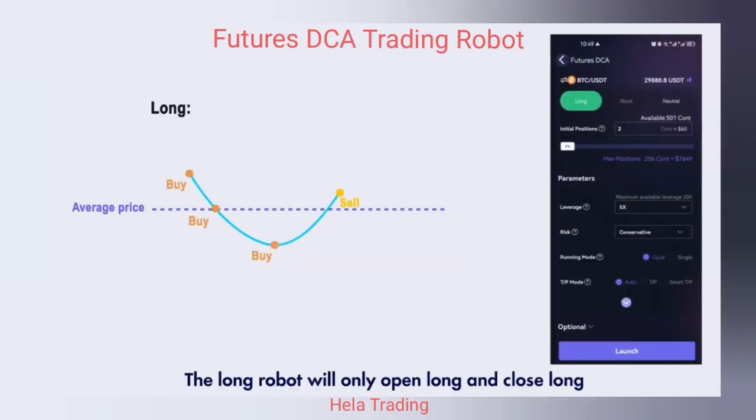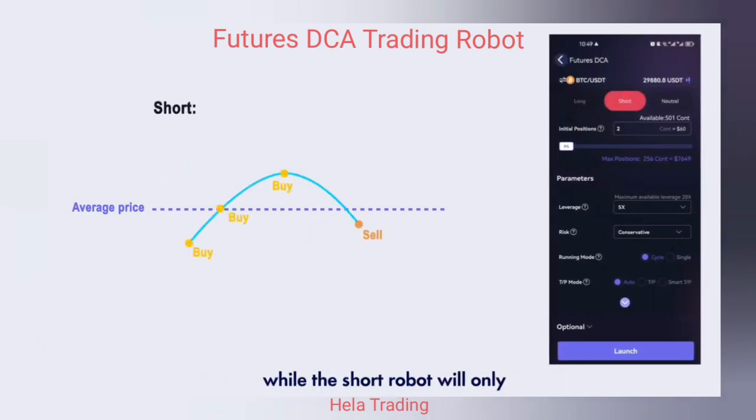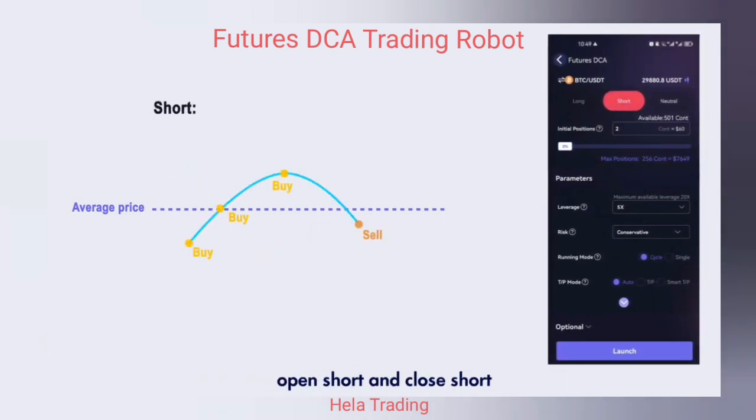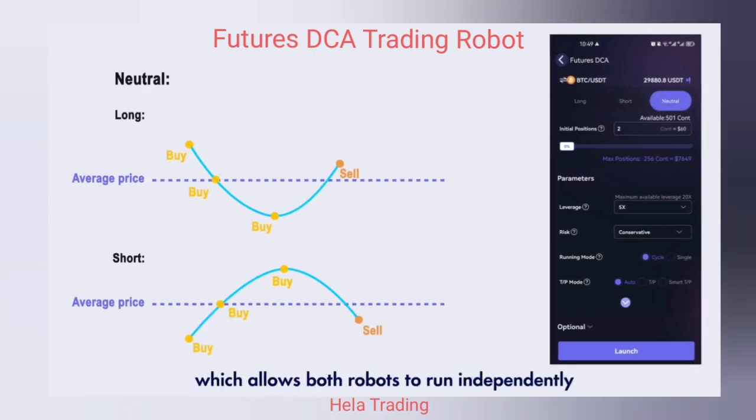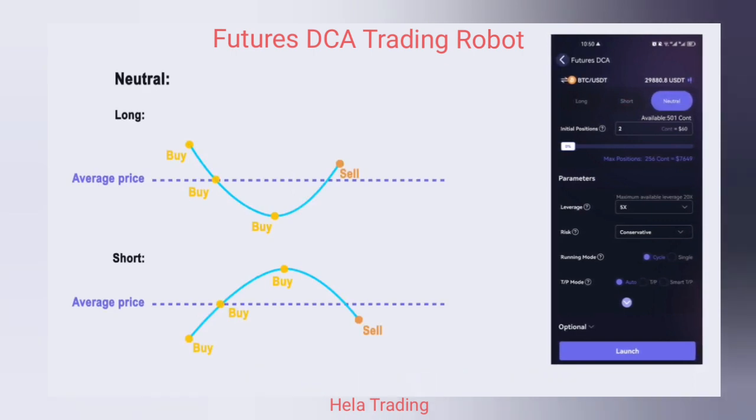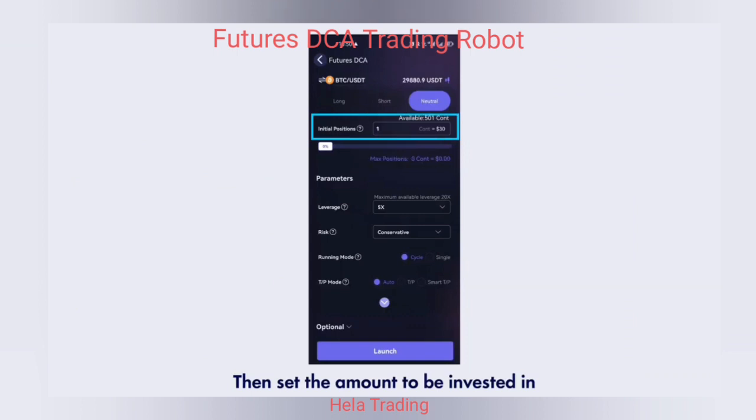The long robot will only open long and close long, while the short robot will only open short and close short. We can go with the neutral mode, which allows both robots to run independently without interference. Then, set the amount to be invested in the first trade based on your personal finances, for example, 1 cont. Here, cont refers to a standard contract, and the contract value may vary for different cryptos on different exchanges.